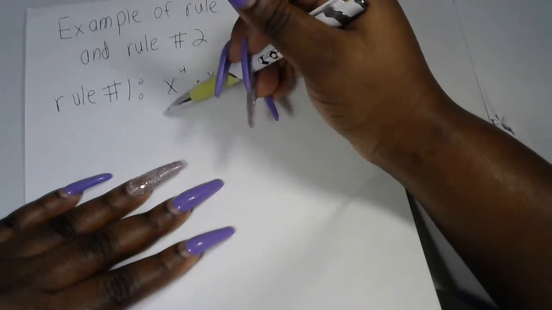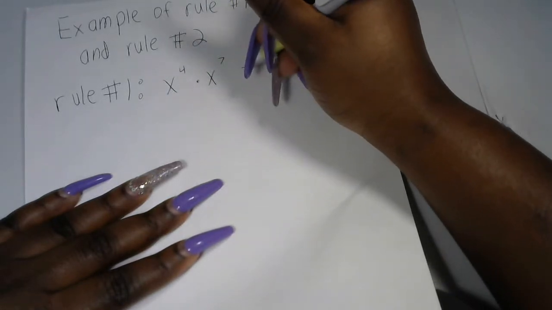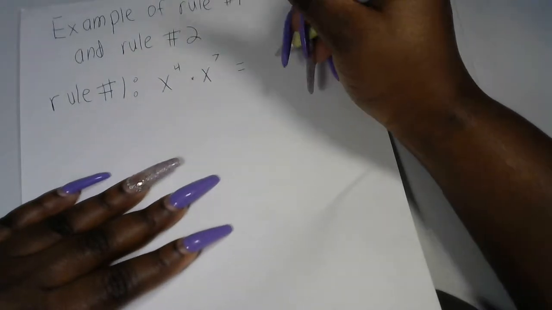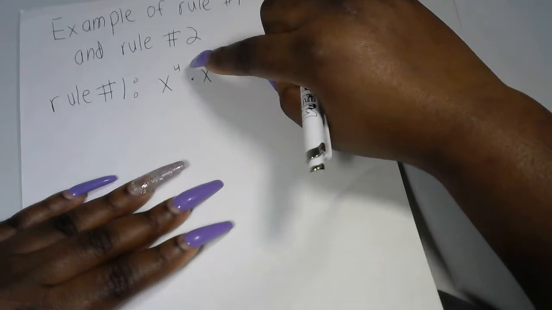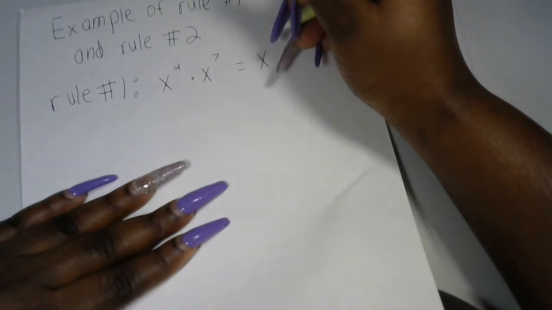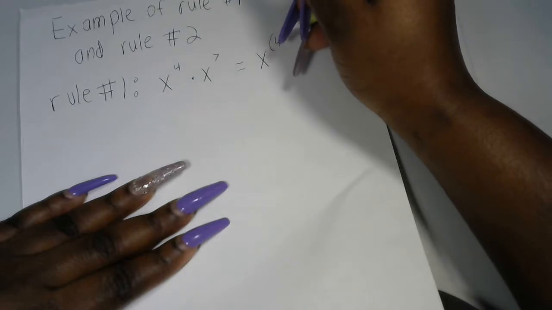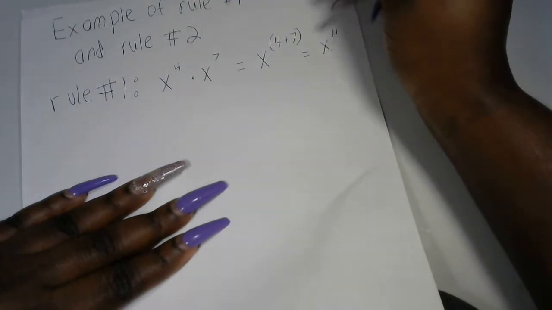And also you multiply the coefficients, but here the coefficients are just 1 times 1, so that's going to be 1, so it'll still be 1x, which is just x. So x to the 4th times x to the 7th is going to be x to the 4 plus 7, which is equal to x to the 11th.